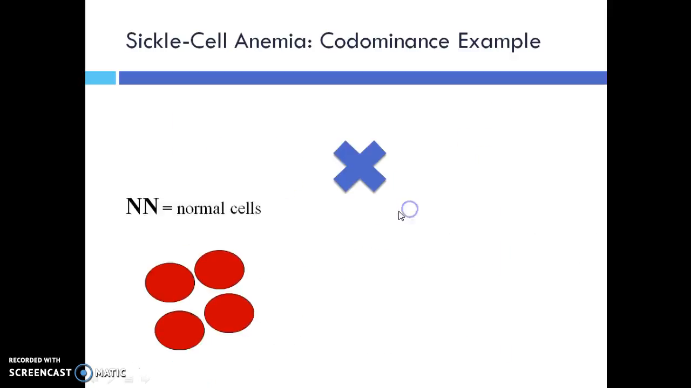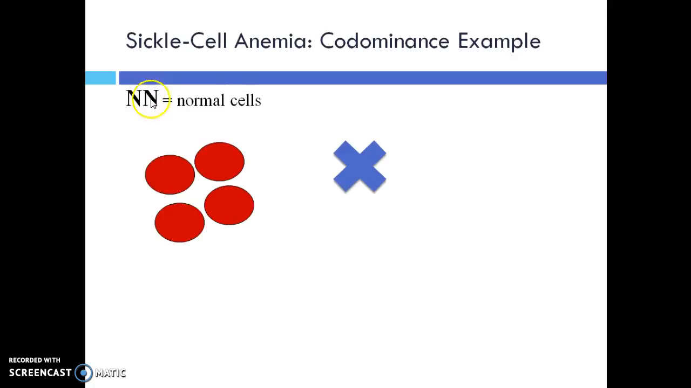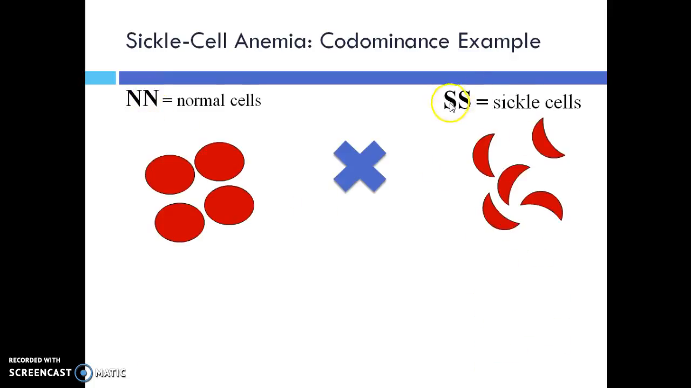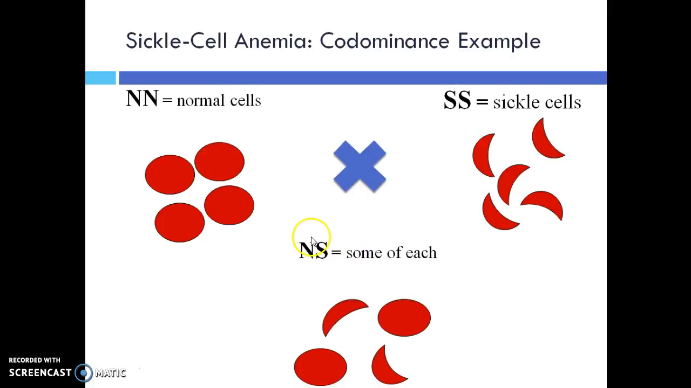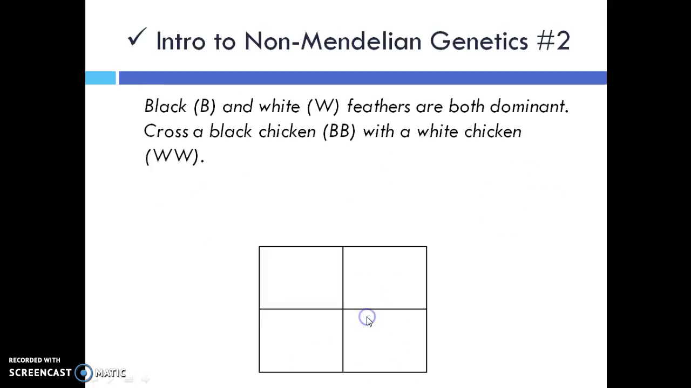Well, what happens then if we take a person with normal cells, big N, and mate them with a person with sickle cells, big S? Well, all of the offspring will have the genotype big N, big S. They'll have one gene for normal and one gene for sickle cells. What will they actually look like? Well, half of their cells will be normal and the other half will be sickle-shaped. So this is an example of codominance. The normal cells and the sickle cells gene are exactly equally dominant, so we see equal traits in the end.